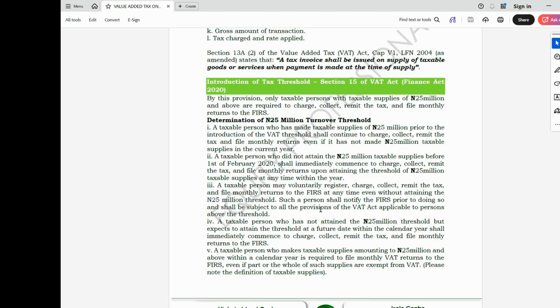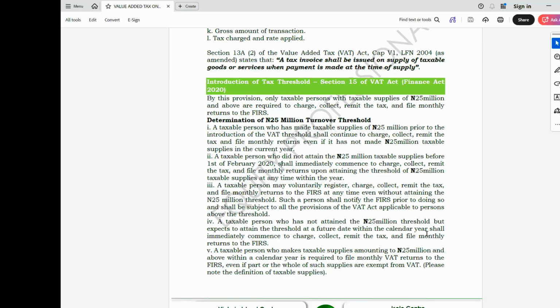Maybe somebody has already promised you, don't worry, we are going to give you a contract as at April. So you know already that the value of that contract is even more than 25 million. By that, you can decide to voluntarily register for the purpose of charging VAT, even without getting up to that 25 million threshold.